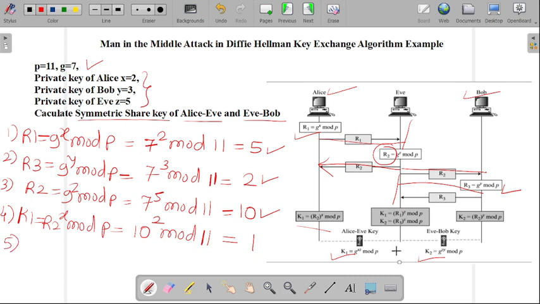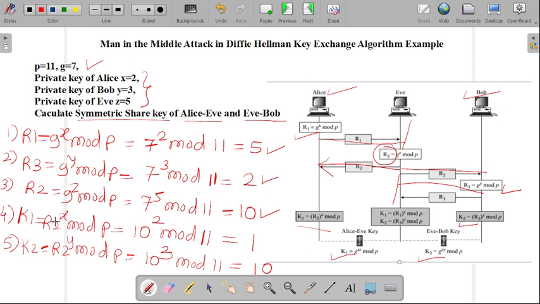In the fifth step, the value of K2 will be calculated by Bob. So K2 is equal to R2 raised to Y mod P. So 10 raised to Y, where the value of Y is equal to 3. So we are taking 10 raised to 3 mod 11, and we got the value 10.